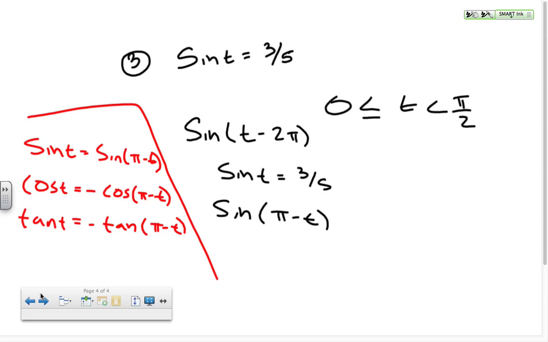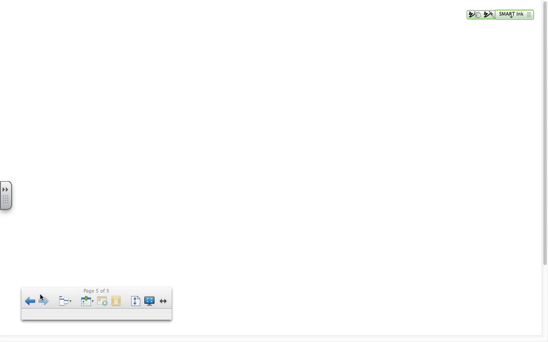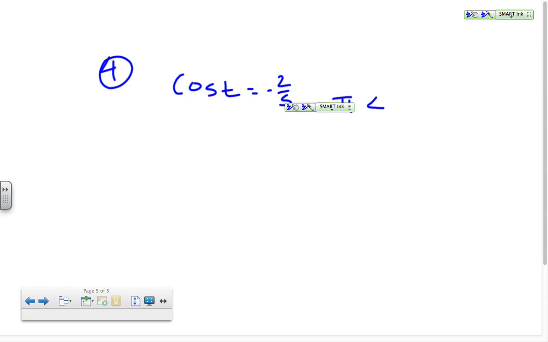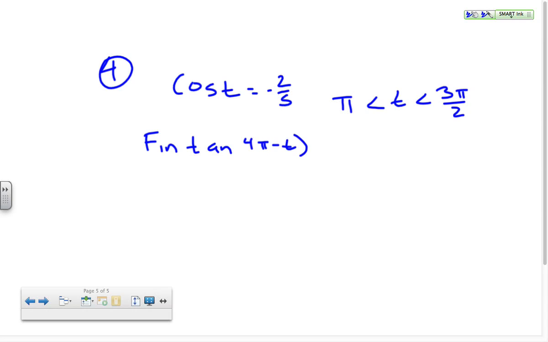Alright, so let's look at one more. Okay, example 4. This is the last one today. Okay, I want to know if the cosine of t equals negative 2/5, and t is between pi and 3 pi over 2. I want to find the tangent of 4 pi minus t.